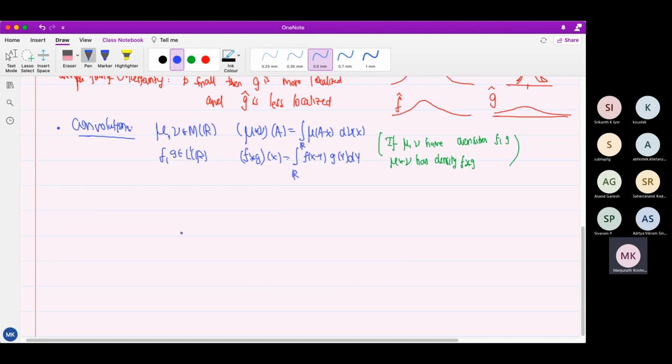But the fact is, this is an exercise I had left in the circle case. You can do the same here. Mu star nu hat is mu hat times nu hat, and the same with L1 functions: f star g hat is f hat times g hat. By the way, the interpretation is the same as before. If mu and nu are probability distributions, then mu star nu is the distribution of x plus y, where x and y are independent random variables having distributions mu and nu respectively.